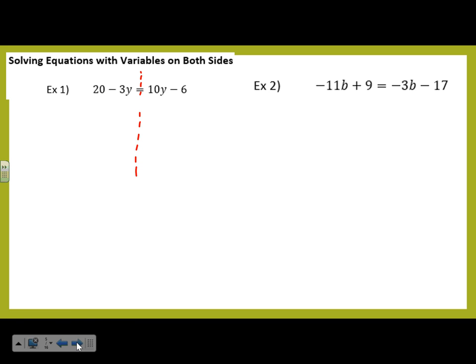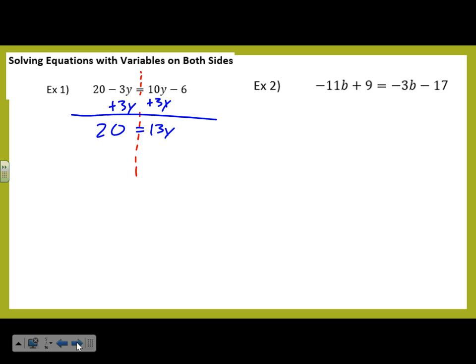Just make sure you're careful. I always like to combine my y's first, or combine my variables first. And if it's easy enough to notice, if you can try to do it so you end up with a positive variable, I think that helps. So if you subtract 10y from both sides, you'd end up with negative 13 over here. That's fine. You'll get the right answer. I just don't really like negatives, so I added 3 instead.